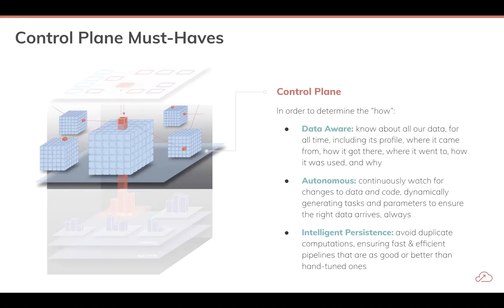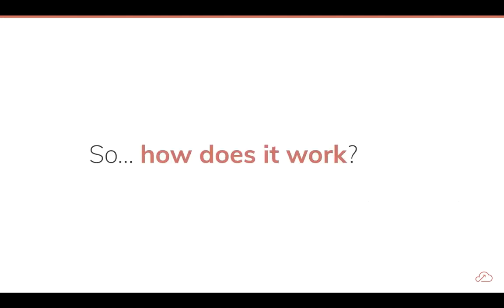Then last, intelligent persistence. We talked a bit about how we make our pipelines faster and more efficient, and this is where we spend a lot of time tuning on our own. So let's go into more of how this works.